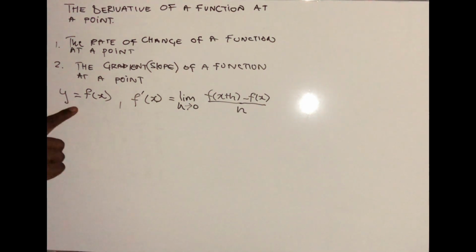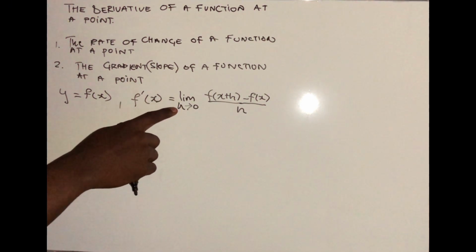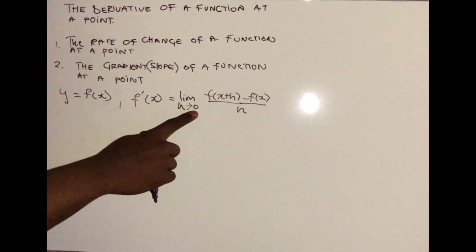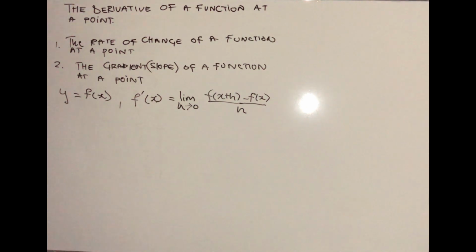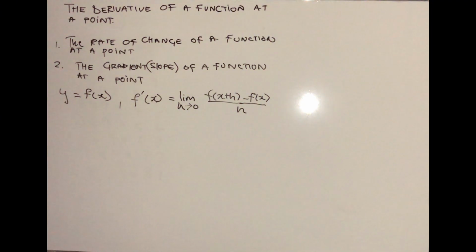So if we have a function y equals f of x or any function, whether it be g of x, here it was going to be g of x. Since it's f of x, here is what? F prime of x is equal to the limit as h approaches 0 of f of x plus h minus f of x over h. So this is what we use to find the derivatives. But there are many ways that you can use to find derivatives.